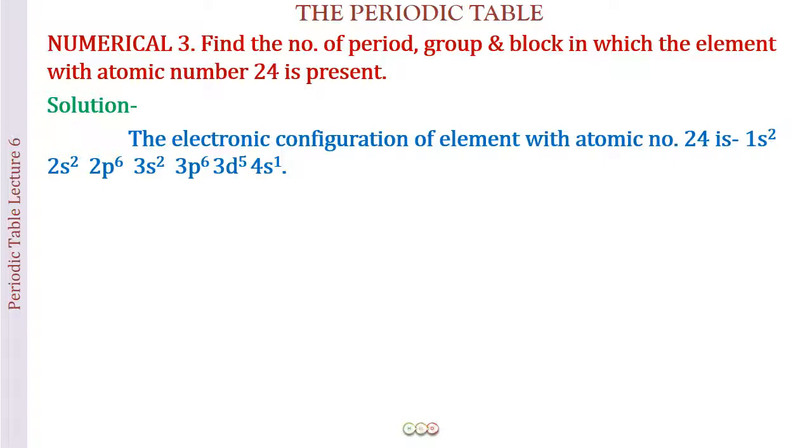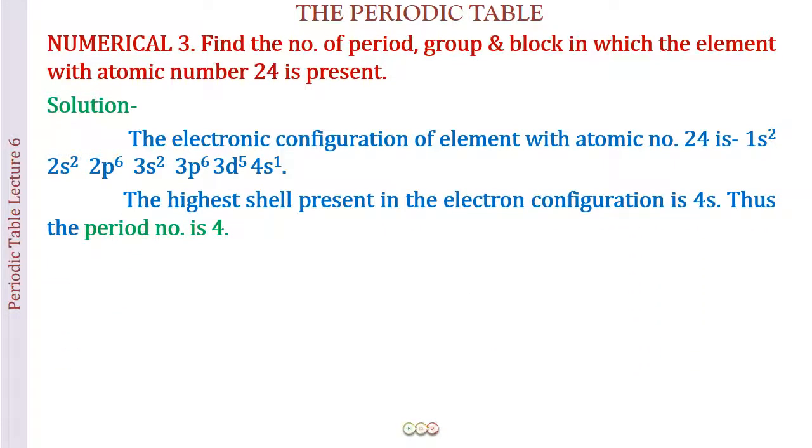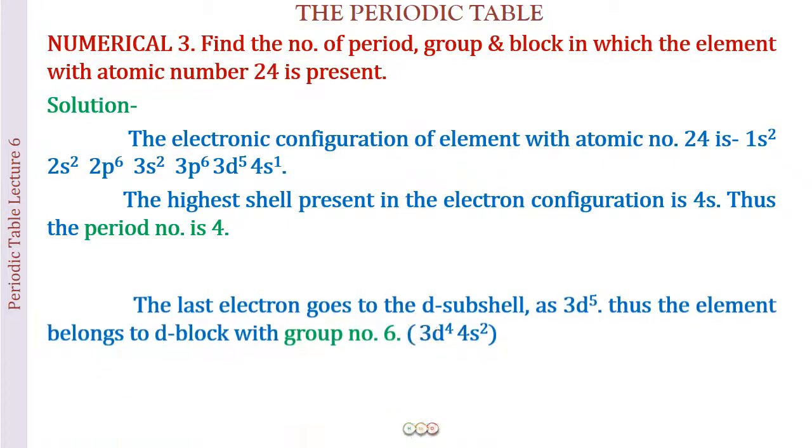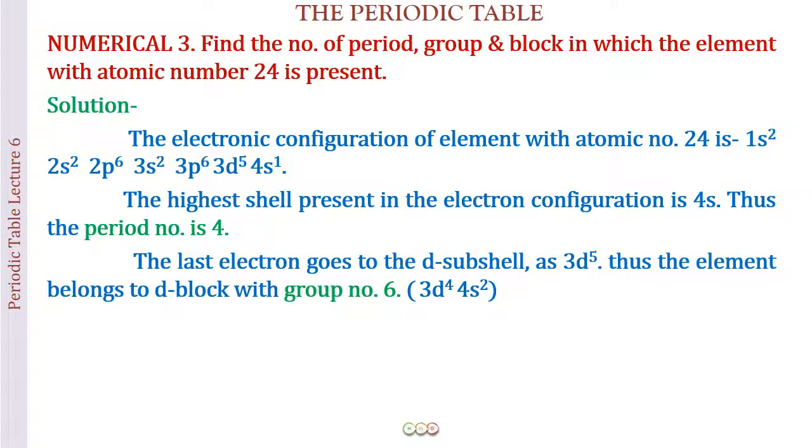The electronic configuration of chromium with the atomic number 24 is 1s2, 2s2, 2p6, 3s2, 3p6, 3d5, 4s1. Right? So from here, the highest shell present in the electron configuration is 4s, so the period number is 4. Fine. The last electron is going into the d subshell. You can see that it is 3d5. Therefore, the element belongs to d block. And the group number is 6.